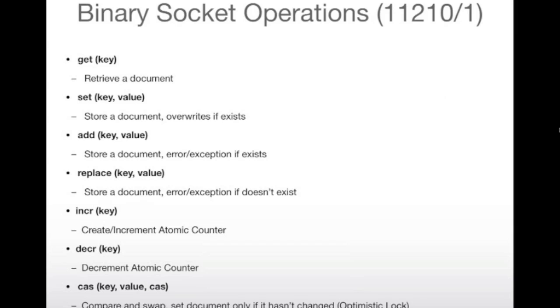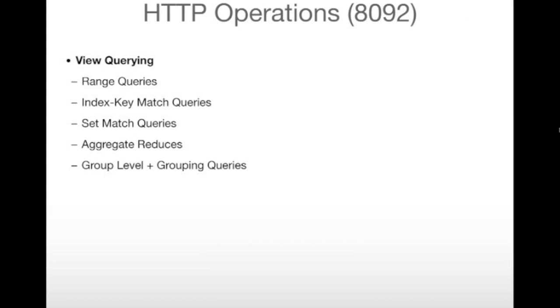For optimistic concurrency, we do have a compare and swap operation. We do have a get and lock. We have locking available for pessimistic concurrency. Our view querying is on port 8092 over HTTP, and there are range queries and index key matches and set matches. We've got reduces for aggregates and doing statistics. Again, this is all more for the Couchbase 104 webinar. And then we have group level and grouping queries.